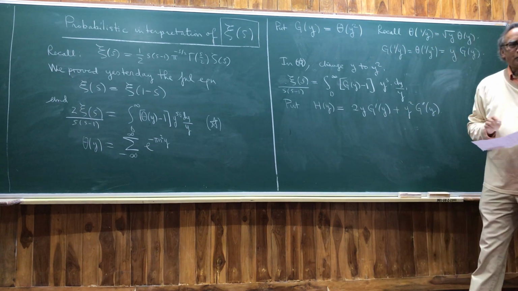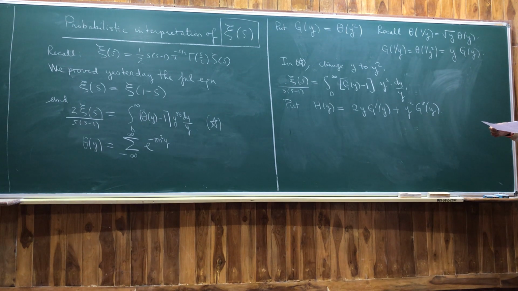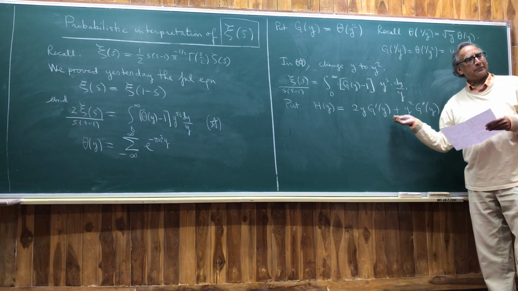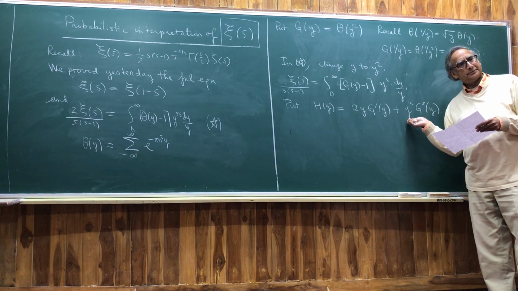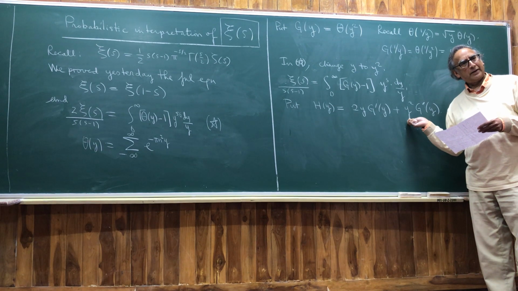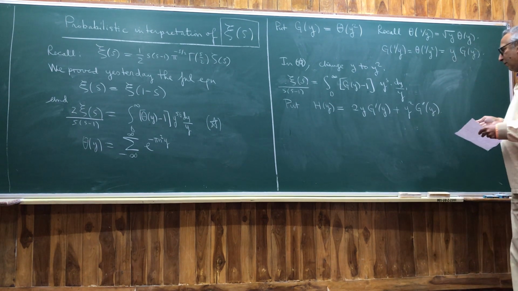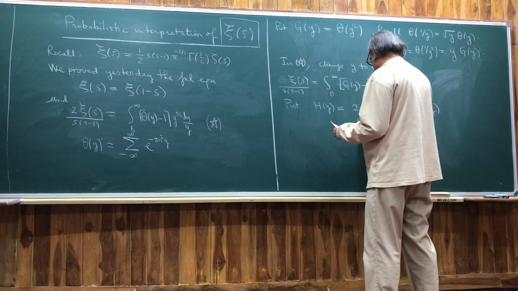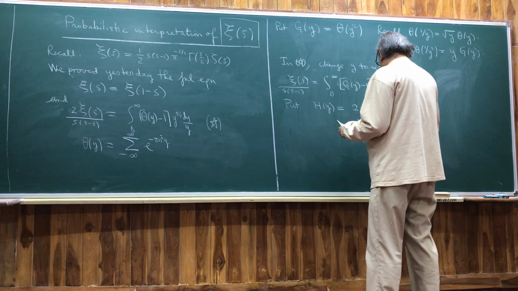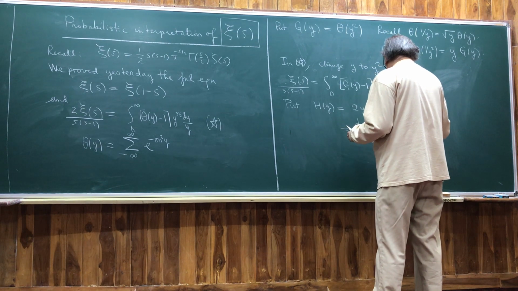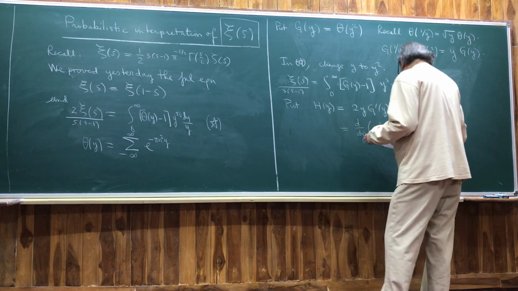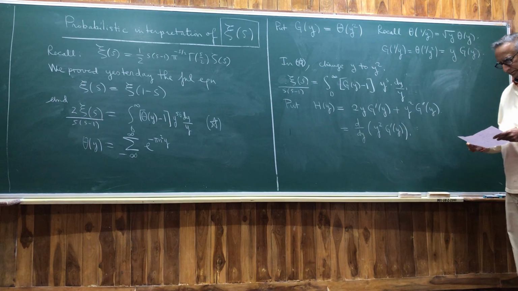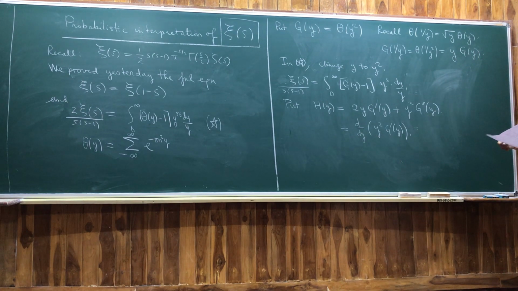Let's just try to get to the punchline. So put h of y to be this crazy combination. Doesn't look motivated. And of course, this can be rewritten as d by dy of y squared g prime of y. Okay?